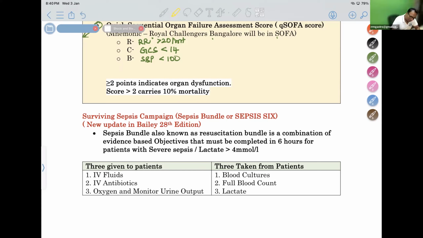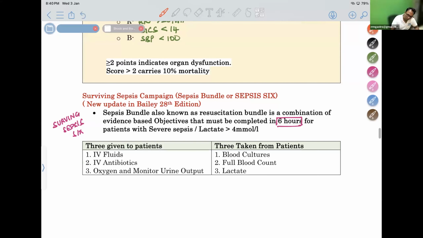It is called Surviving Sepsis 6, also known as the sepsis 6 bundle. It is a resuscitation bundle, very easy, and must be completed in 6 hours. Whatever is given here should be completed in 6 hours in a patient who is having sepsis or lactate more than 4 millimoles per liter. So what are the 3 given to the patient?